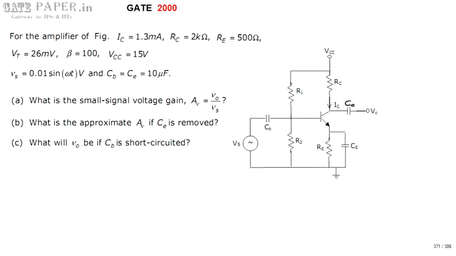Hello, we are discussing the GATE 2000 ECE paper, and this question is related to analog circuits. Look at the circuit diagram. The circuit diagram given is a common emitter amplifier.